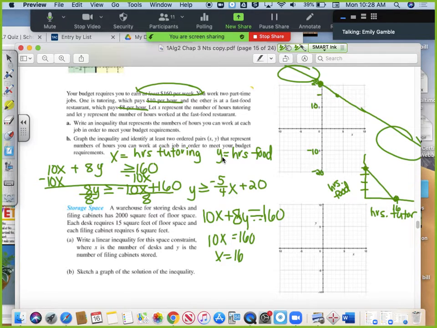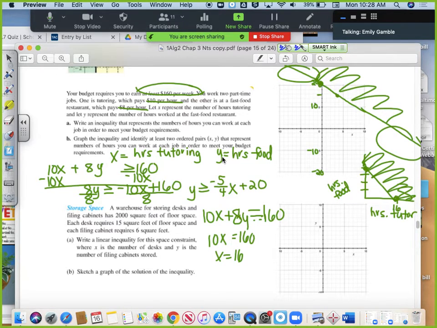This symbol here says anything greater than or equal to. Because this is my line here, I can test 0, 0 if I want. If I test 0, 0, I'm going to get that this area down here is not true, which means all of the area above, so anything above the line, will actually be the solution. Which means any point above that line or exactly on that line will be a solution of this inequality, which will make me earn at least $160. So if you chose any point above this line, you're going to get an answer that's true.